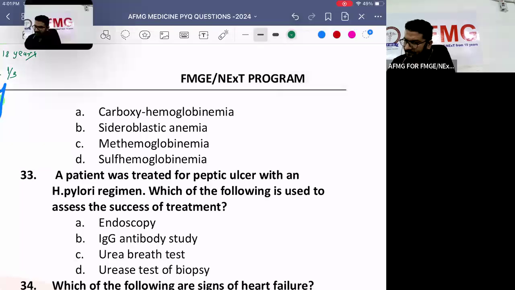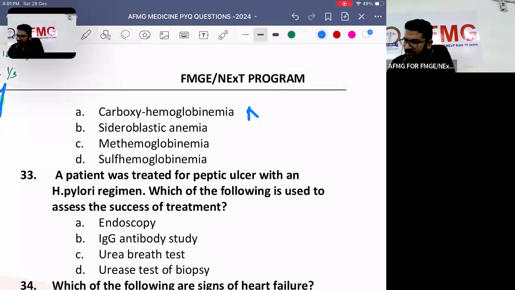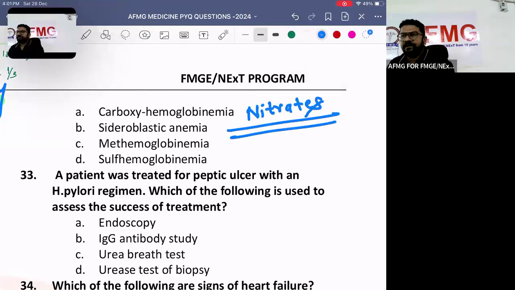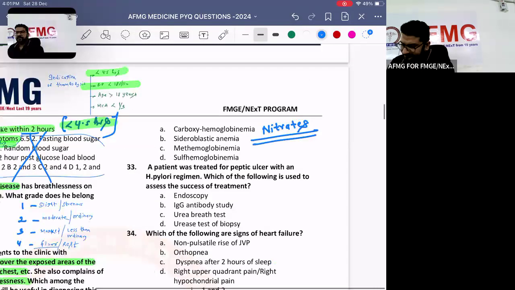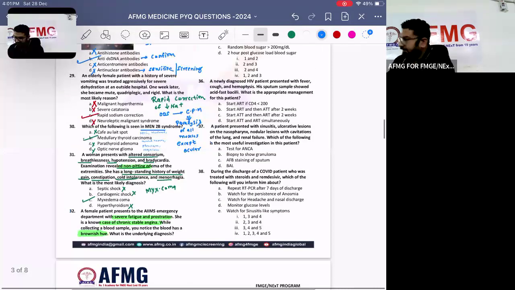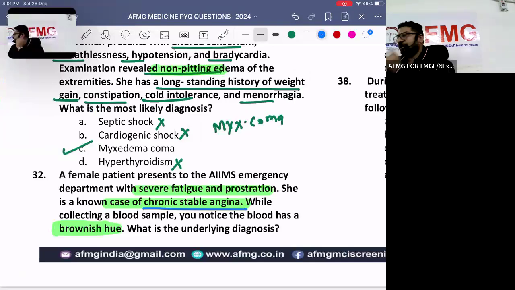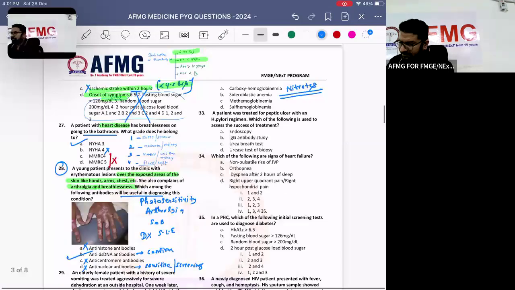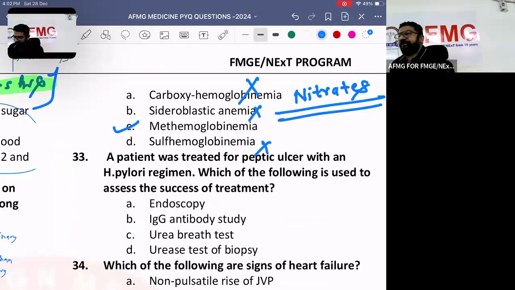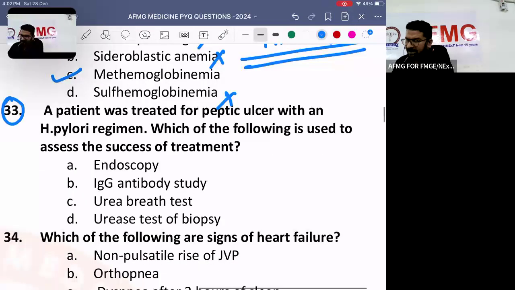What is the hint? Understand, whenever a person has a long-standing history of angina or MI, the patient must be taking nitrates. And when you take nitrates for a long duration, sometimes there is a chance of methemoglobinemia. It can cause methemoglobinemia, and because of this, patients develop a brownish hue in the blood. So it's actually a case of methemoglobinemia. Okay, this question is also a burning topic. They keep asking it again and again.